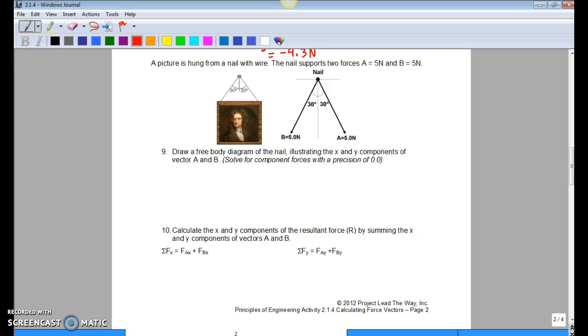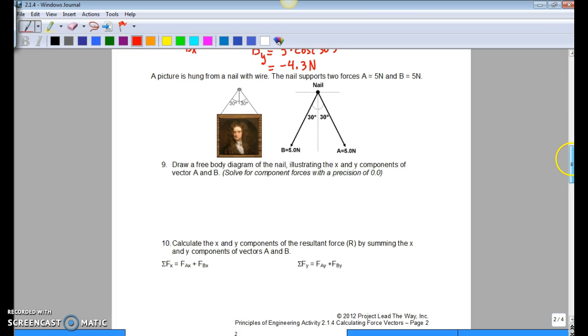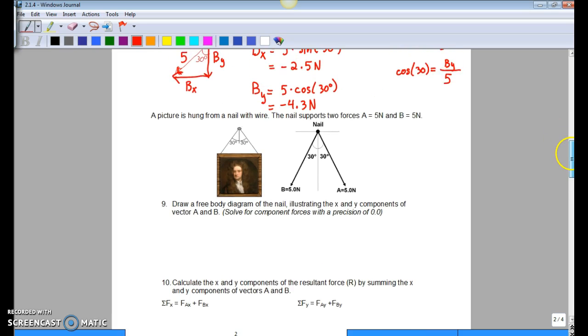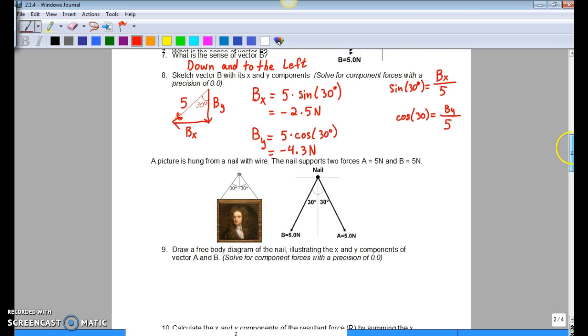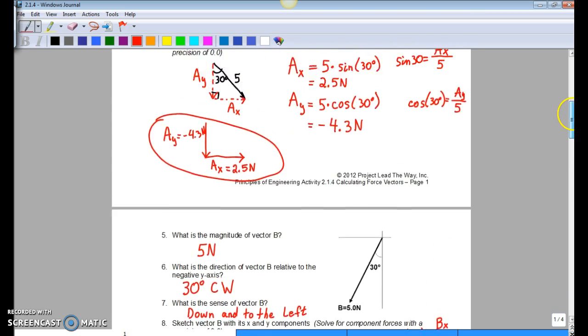So part 2 of 2.1.4 force vectors, we're starting number 9. It's a free body diagram and solving the components for the picture hung by a nail and some wire. But before we get started on doing that free body diagram, we're going to notice that the two vectors, A and B, are very similar to what we just did in problems 1 through 8.